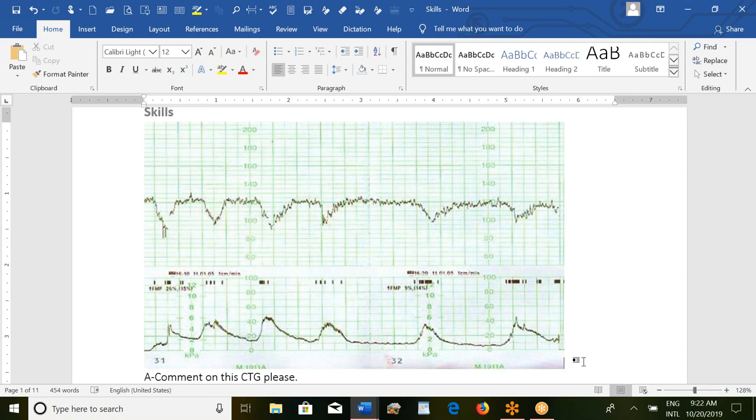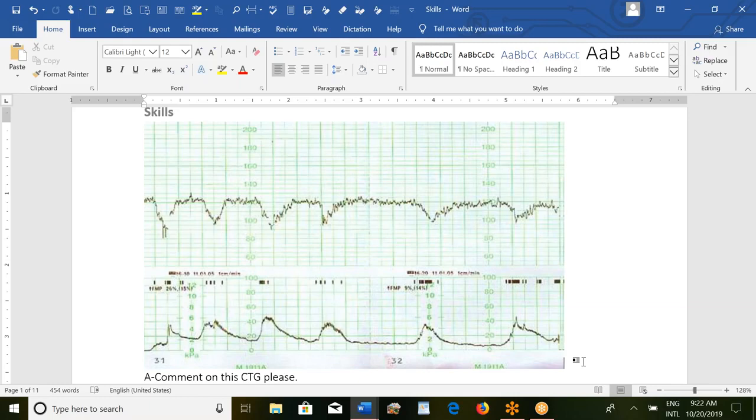The variability is about 5 to 10 beats per minute. There are some minimal accelerations, and there are some variable decelerations, in more than 50% of the contractions for the trace, which is maybe about 30 minutes. So it is one non-reassuring sign, and the overall is a non-reassuring CTG.